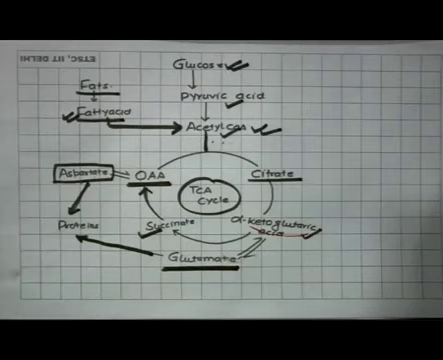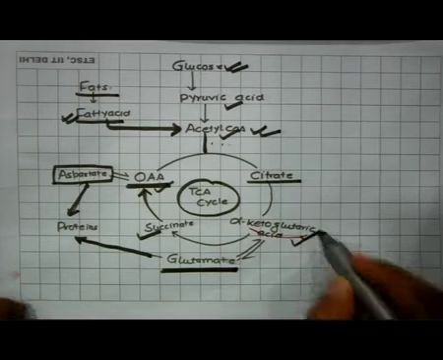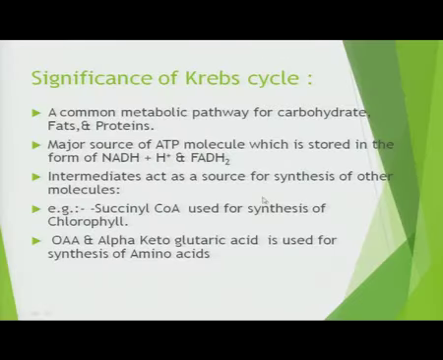We know the chlorophyll molecule is very important, as it helps in photosynthesis. In my last lecture on photosynthesis, we saw the importance of chlorophyll: it receives particular wavelengths of light from radiant energy and converts the radiant energy into chemical energy. The next intermediates, OAA (oxaloacetic acid) and alpha ketoglutaric acid, are intermediate products of the tricarboxylic acid cycle, and they help in the synthesis of amino acids.